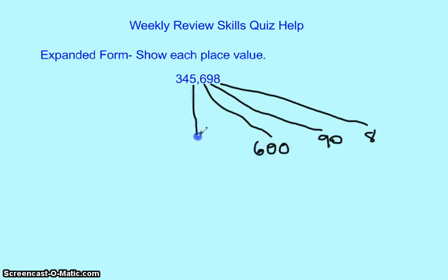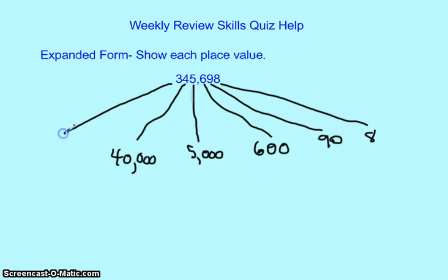The 5 is in the thousands place, so the value of that would be 5 1,000s or 5,000. The 4 is in the 10,000s, and 4 10,000s is 40,000. And then the 3 is in the 100,000s, so we would call that 300,000. Remember, a plus sign goes between each of these place values because we would join those together to make that number.